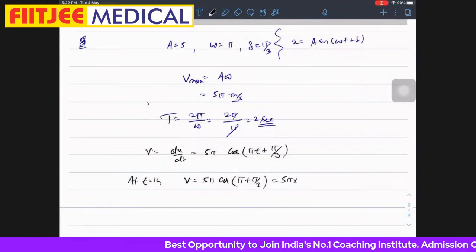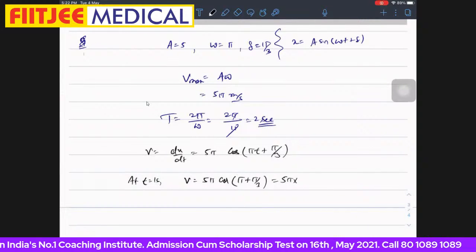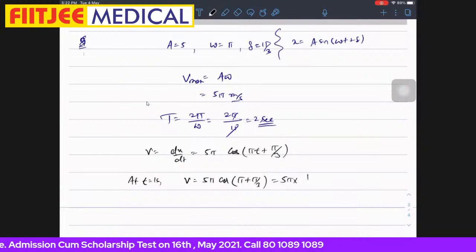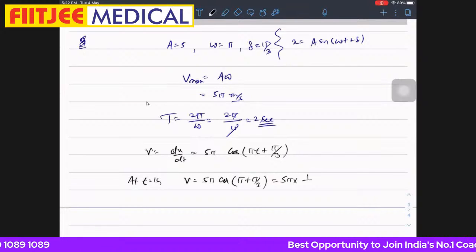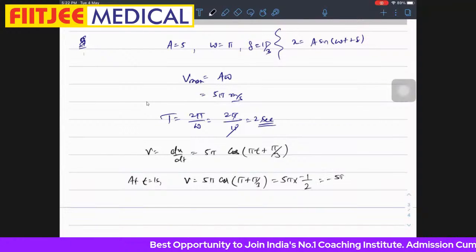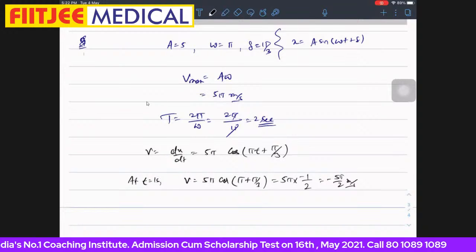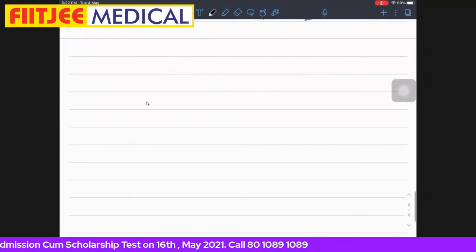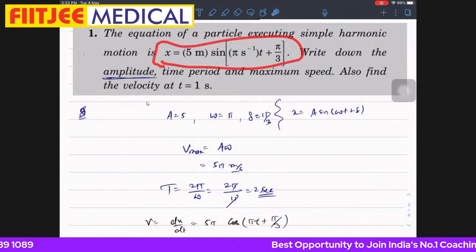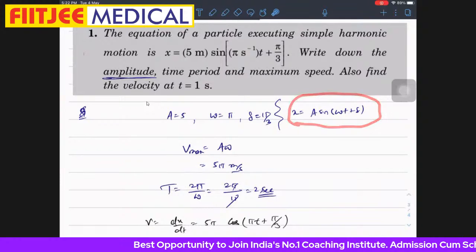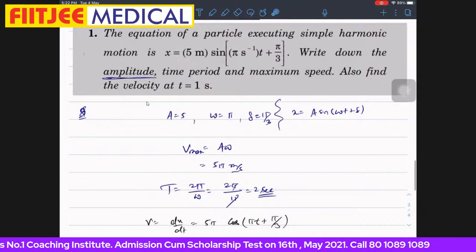This will be minus cos(π/3), so this will come as minus 1/2. So minus 5π/2 meter per second. Negative sign means it is moving in the opposite direction of our given axis, or whatever positive axis we have taken. So this is how we are supposed to approach problems related to this equation of SHM. Whatever equation you are given, compare it with the equation x = a sin ωt. By comparing, we will get these values. Once you get these values, the remaining data you can find out.